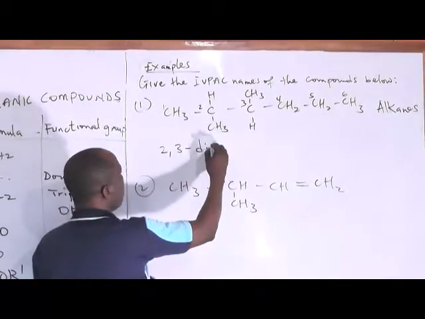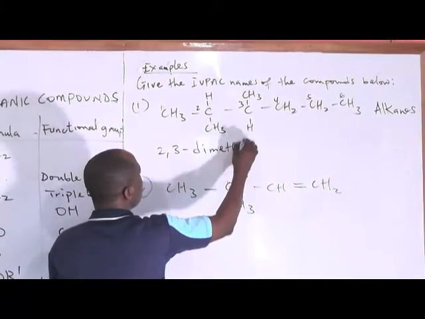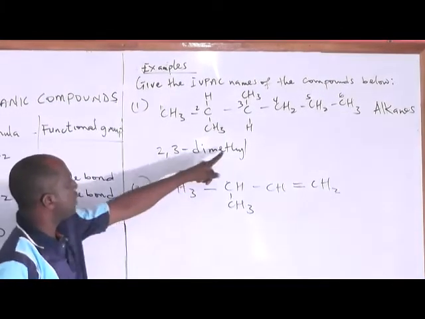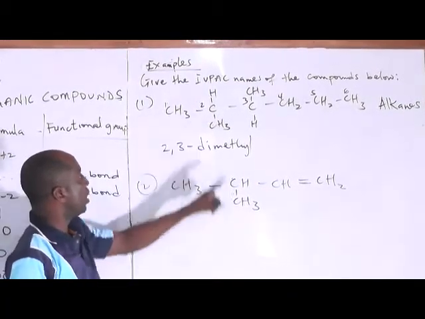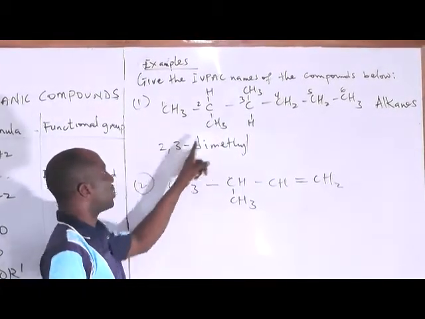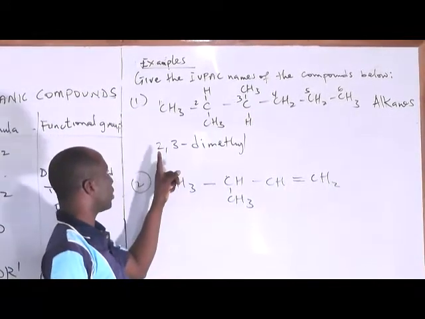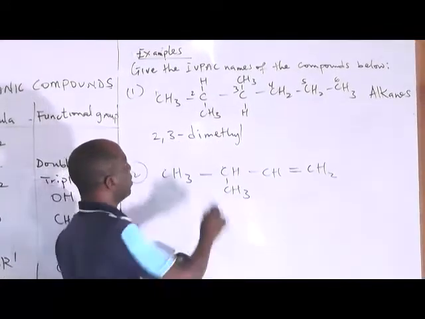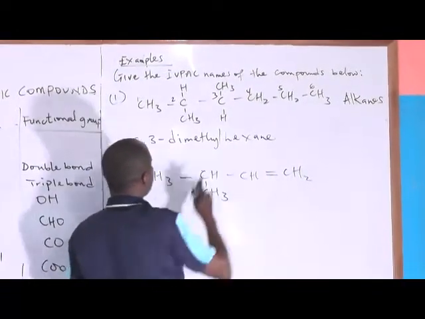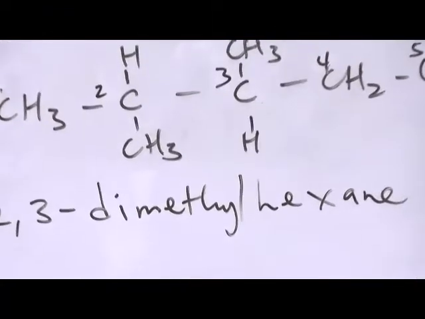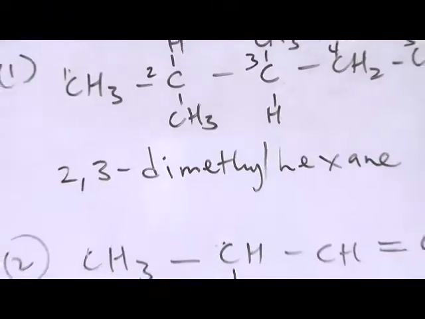That means there is a methyl group attached to carbon number 2, and there's another methyl group attached to carbon number 3. That's why you have it as 2, 3 dimethyl. Then 6 straight carbons is what? Hexane. That's what this name is. 2,3-dimethyl hexane.